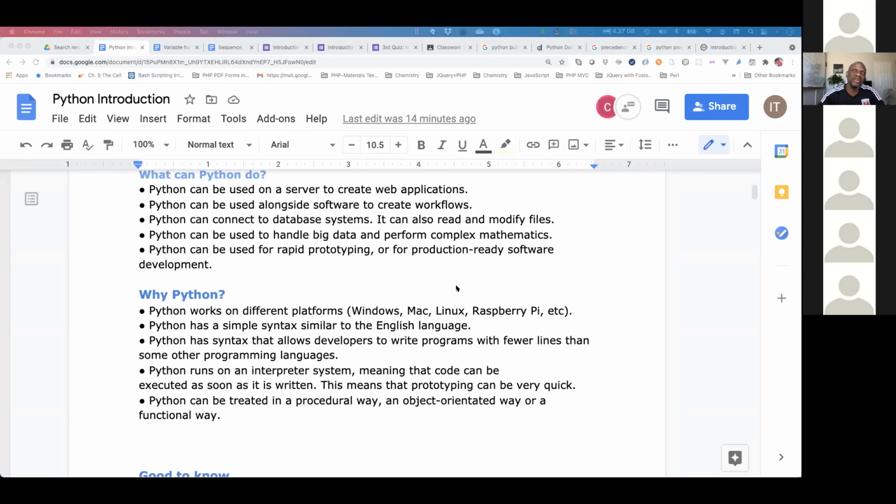So Python is very robust, and it's very portable. It has a very simple syntax similar to English, as you all know already. It has syntax that allows you, the developer, to write programs with fewer lines of code. If you are to write the same code in Python compared to Java, it's going to be a whole lot of a difference.